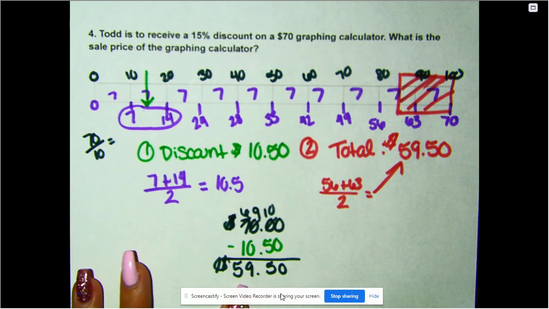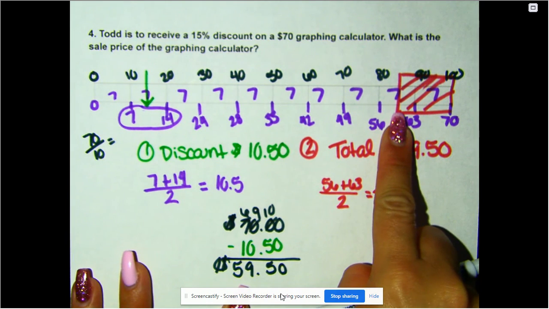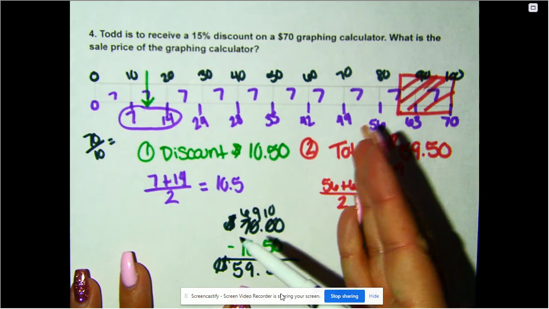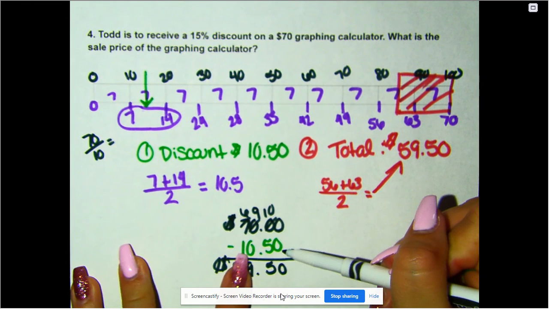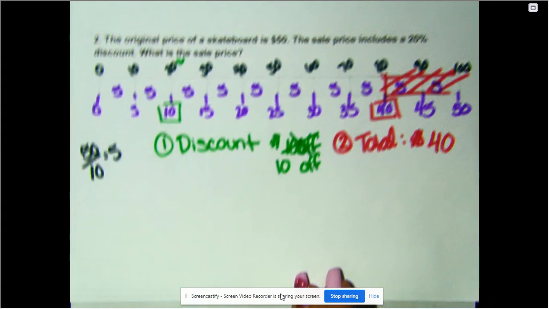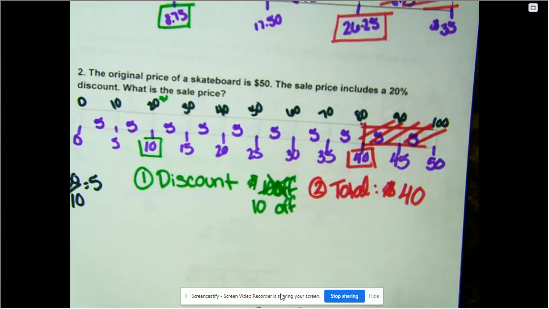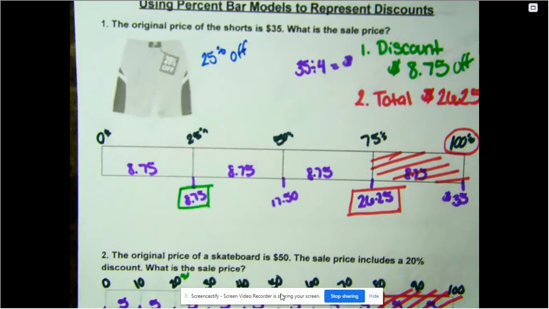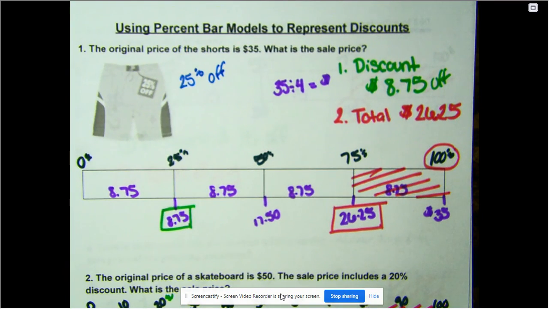So again, you can use your percent bar model and work backwards to figure out the discount because you're taking that percent away. Or you can also represent that with a subtraction problem as well. So again, today we're taking our percent bar models from 6th grade and we're applying it to 7th grade. Now we're finding a discount. So using percent bar models to represent discounts this time.